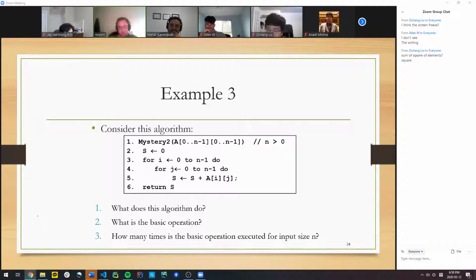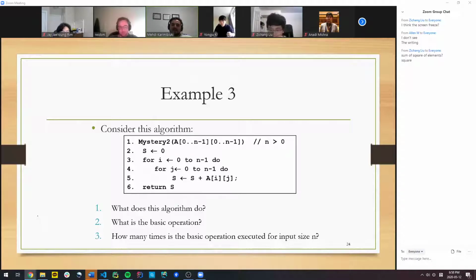A 2D array. Right. So it's a matrix. We have an n by n matrix in here as an input. Now, what does it do? What does mystery 2 do? Sum of all the elements in the matrix.